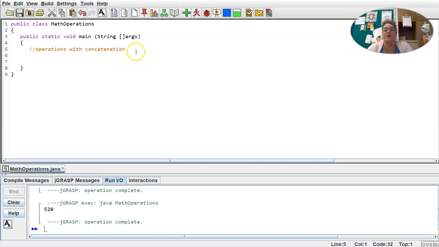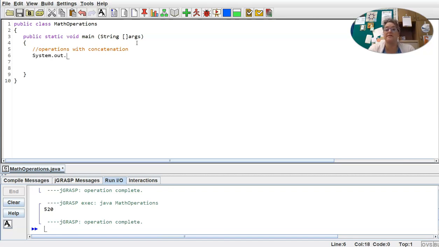Okay, so we learned that concatenation is when we use the plus sign with strings. So if we have a system.out.println and we add 5 plus 2 plus, and then let's make a string that says hello. Okay, so the 5 is an integer, the 2 is an integer, hello is a string.